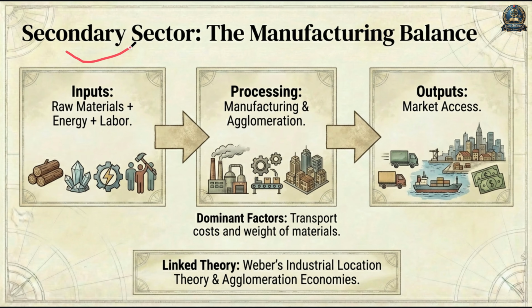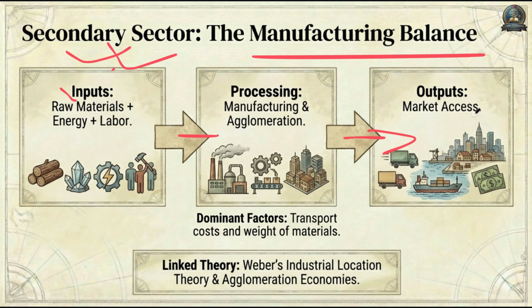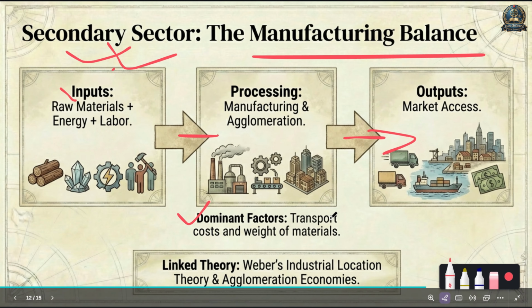Then secondary sector, that means secondary economic activities, the manufacturing balance. Inputs: raw materials plus energy plus labor lead to processing, manufacturing, and agglomeration, followed by outputs to the market. Dominant factors: transport cost and weight of materials. Link theory: Weber's industrial location theory and agglomeration economics.